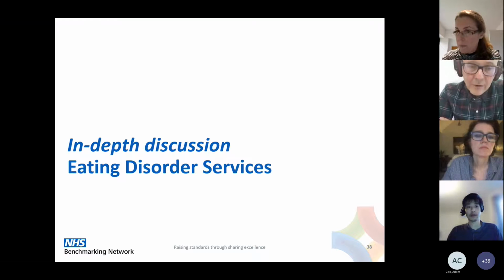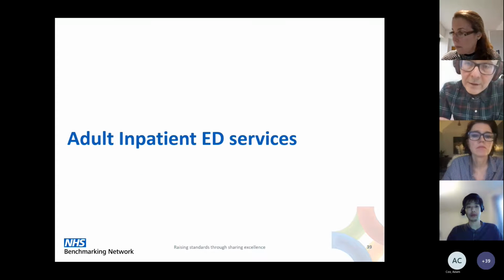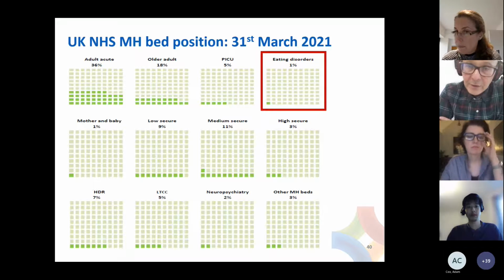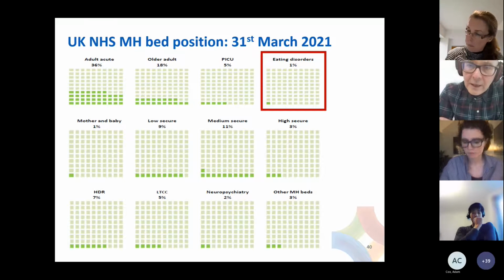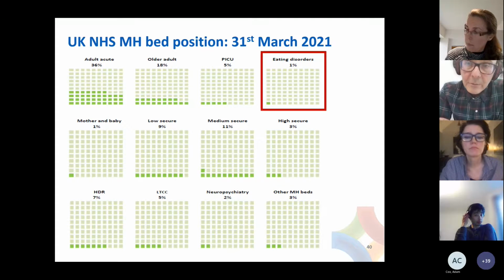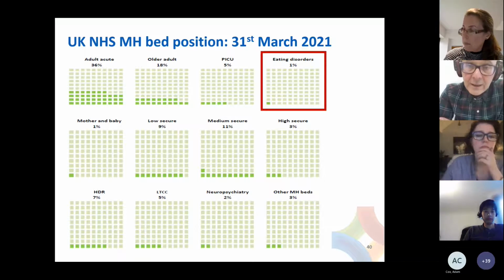So Ellie, if we move on really, we're talking about both adult and CYP eating disorder services, and as usual we'll look at inpatient care and we'll also look at community-based provision. This is just looking at NHS provided beds, because the independent sector are big players in the eating disorder market. About half of all the beds that are provided to the NHS are delivered by the independent sector, and actually the Priory Group are the single largest provider of eating disorder services to the NHS.